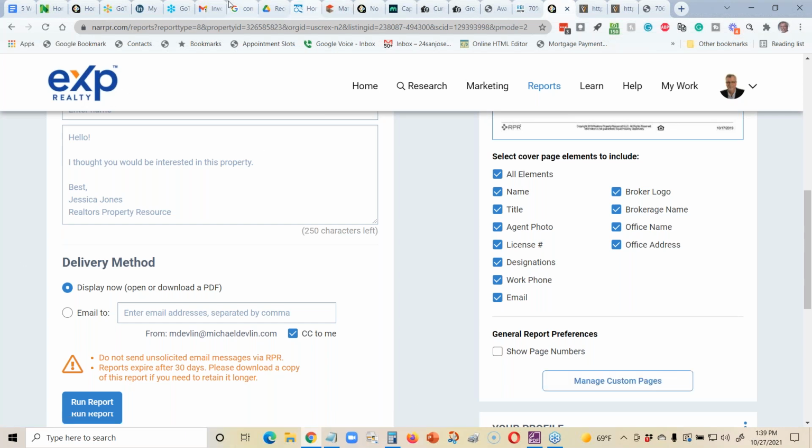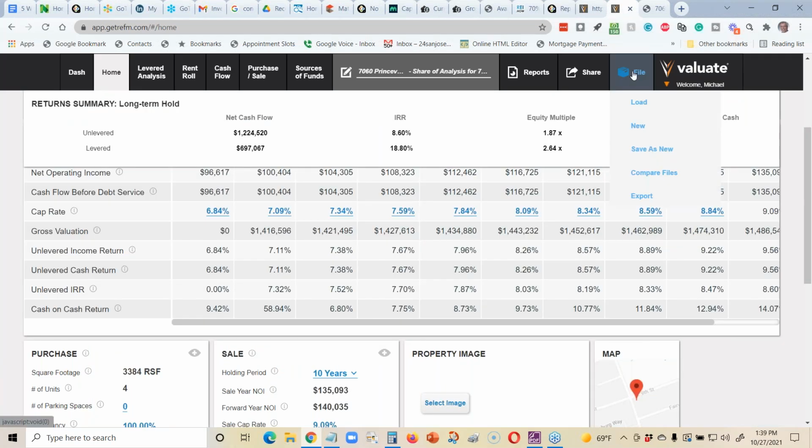Now, there's actually even more that you can do, because if we go up, I'm not going to get into all of this, but one of the things that we can do is, if it were an office building, Valuate has a particular template for office buildings and for other kinds of specialized properties. Right?